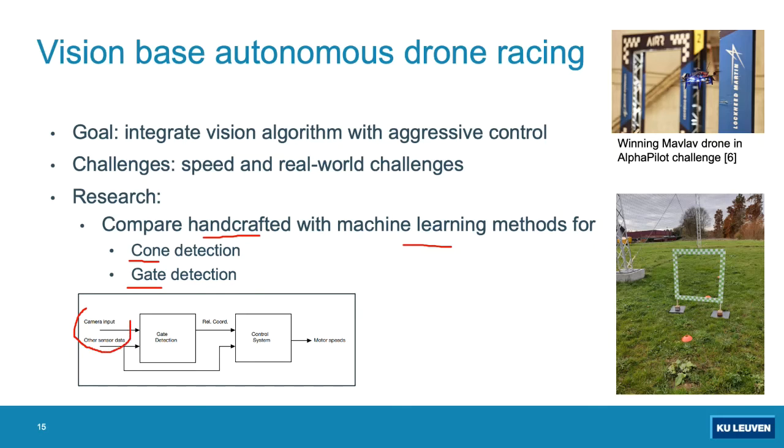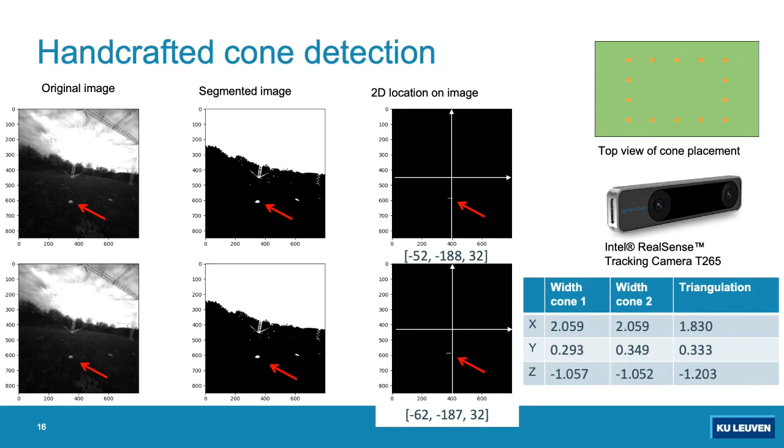Okay, what has Thomas done so far? He implemented handcrafted cone detection simply based on segmentation, and then estimating the depth on the one hand from the width of the cone, and that's here, width cone 1, width cone 2, and that results in these estimates. But because the racing drone is provided with a tracking camera, it actually has 2 cameras, so we can use triangulation as well, and that gives us a more accurate estimate.